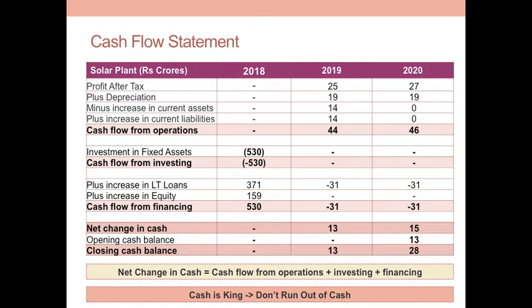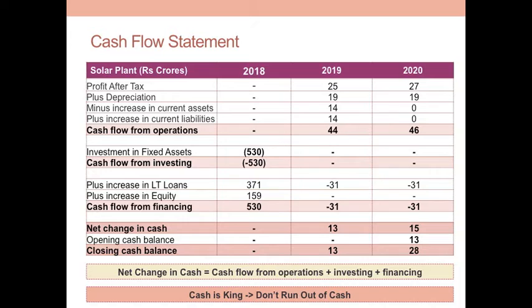Now let's take a look at the cash flow statement of a solar power plant. It comprises three major sections: cash flow from operations, cash flow from investing, and cash flow from financing. Cash flow from operations is driven by the profitability of the business, while cash flow from investing represents the major outflow in terms of purchase of fixed assets, in this case the plant and machinery, which is used to generate electricity. Cash flow from financing comprises two major sources: loans received from the bank, which have to be repaid along with interest, as well as money received from investors in the form of equity. Remember, equity does not have to be repaid.